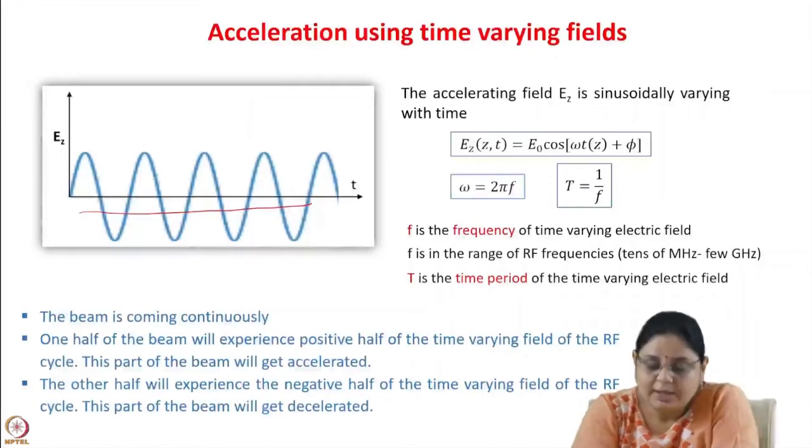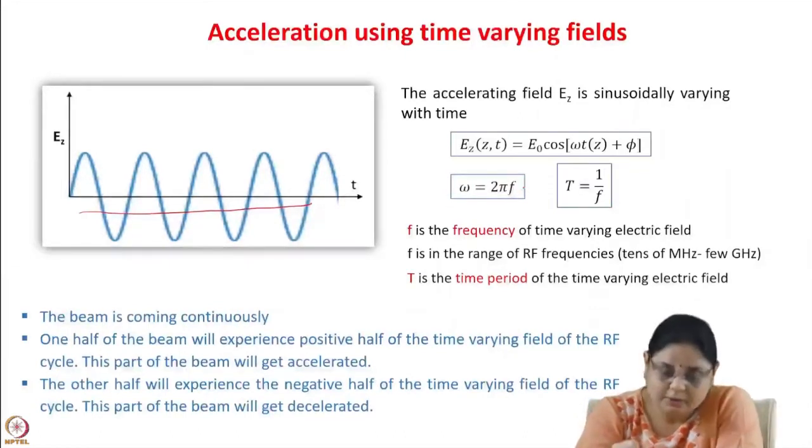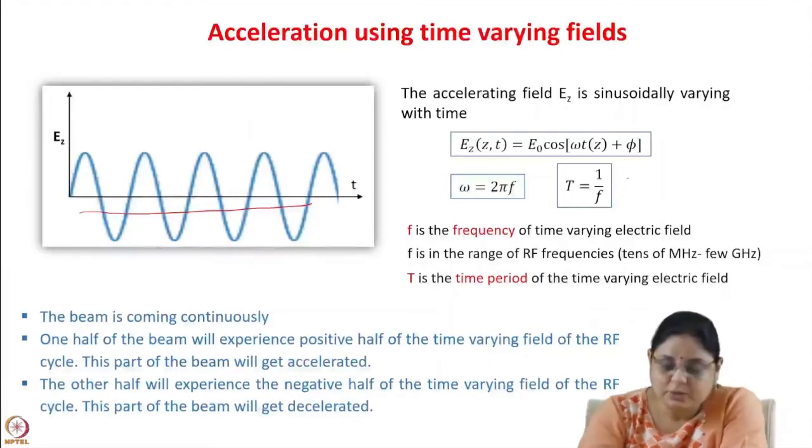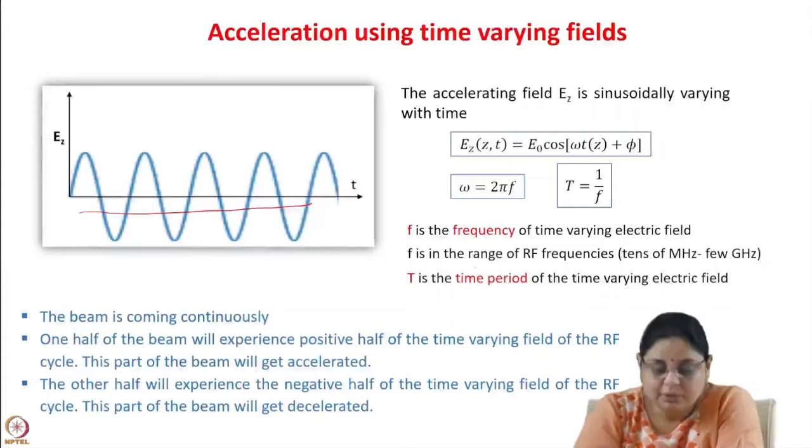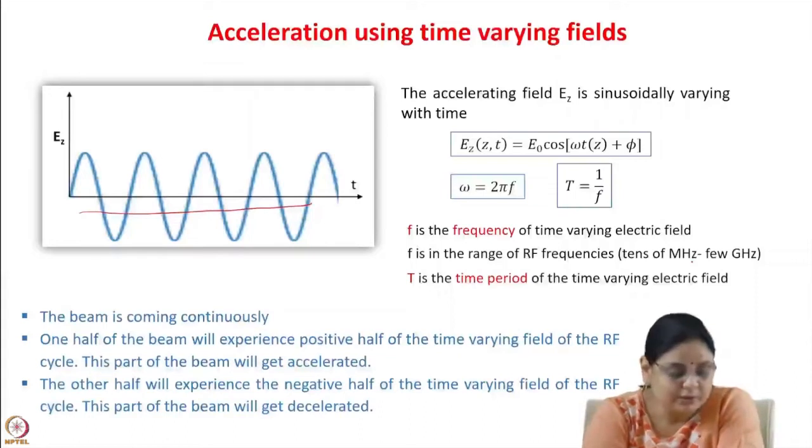Here ω is the angular frequency, and it can be expressed in terms of the frequency of this wave as ω = 2πf. The time period of this wave is equal to 1/f. We note here that the frequency is in the range of RF frequency, the radio frequency. Hence it's called an RF accelerator. It's in the range of tens of megahertz to a few gigahertz.